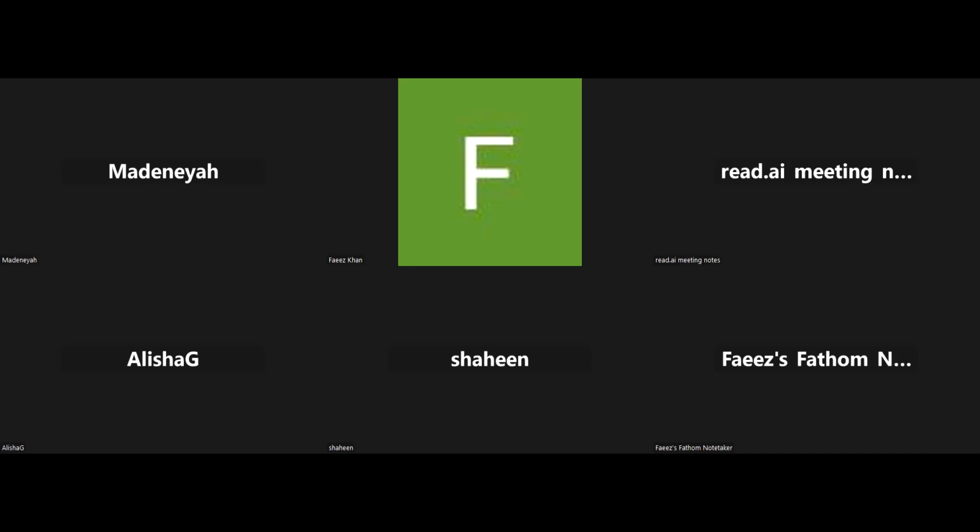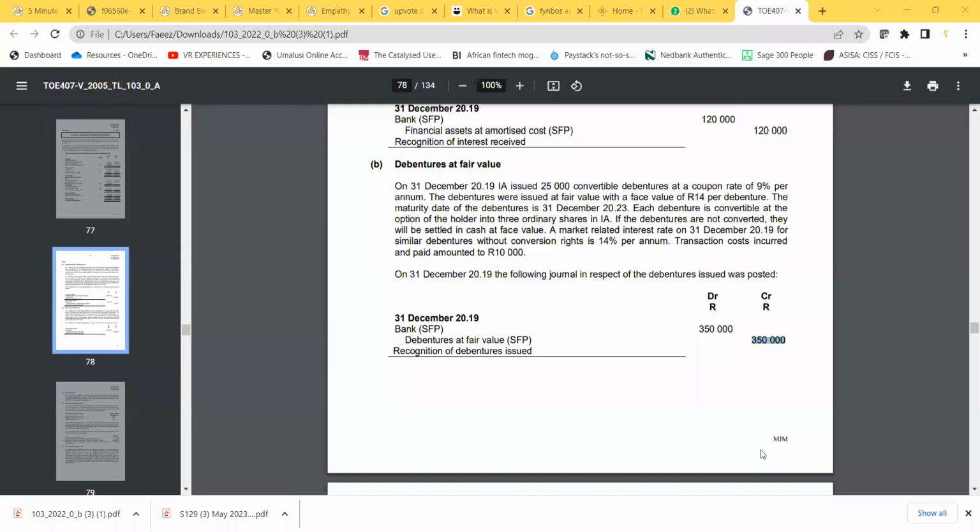Okay, let's get back. Does anyone want to tell me how they would recognize this transaction at 31 December 2019? You want to take a try? Remember, don't be afraid. Even if you get it wrong, the point is not to see who knows it and who doesn't know it. It's so I can see the thinking, and that will help me to help you.